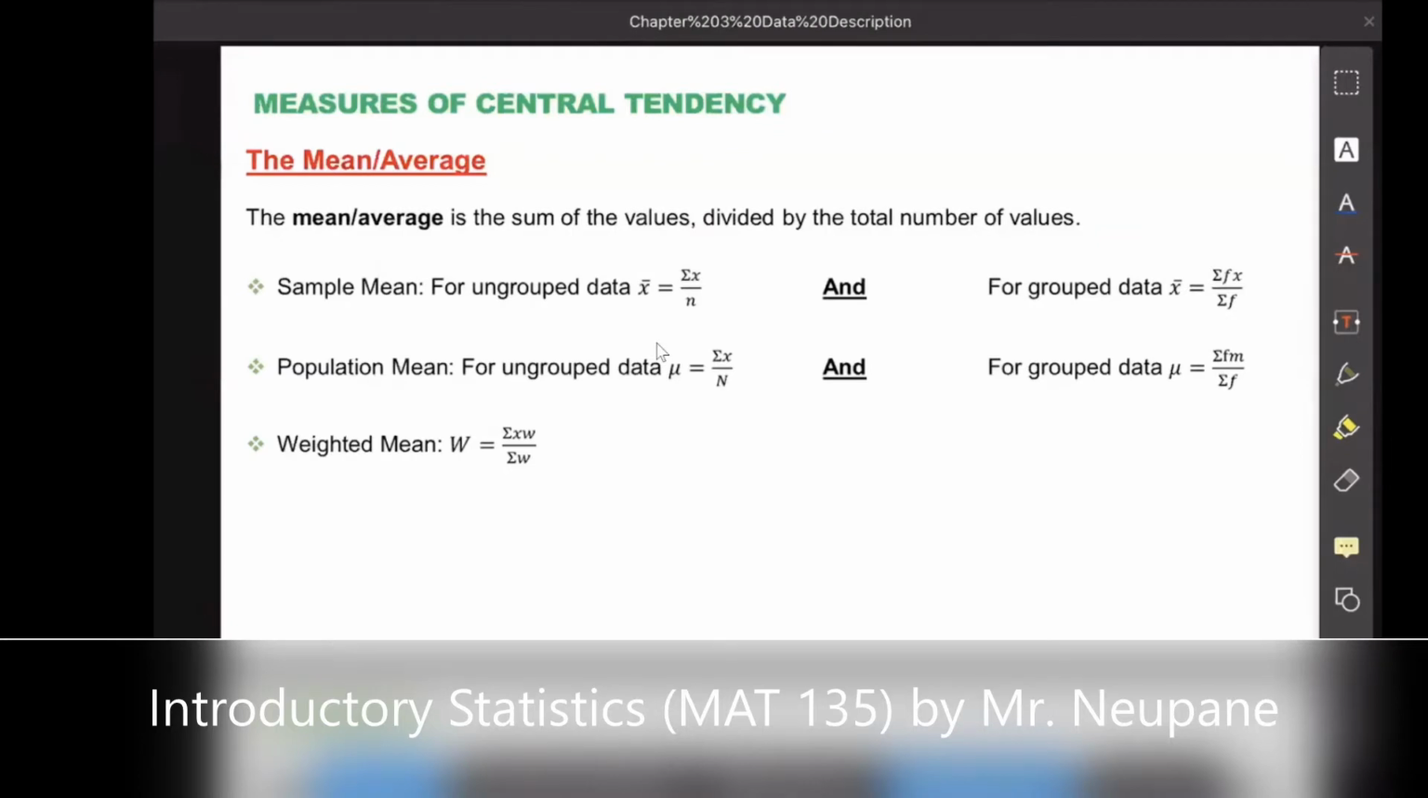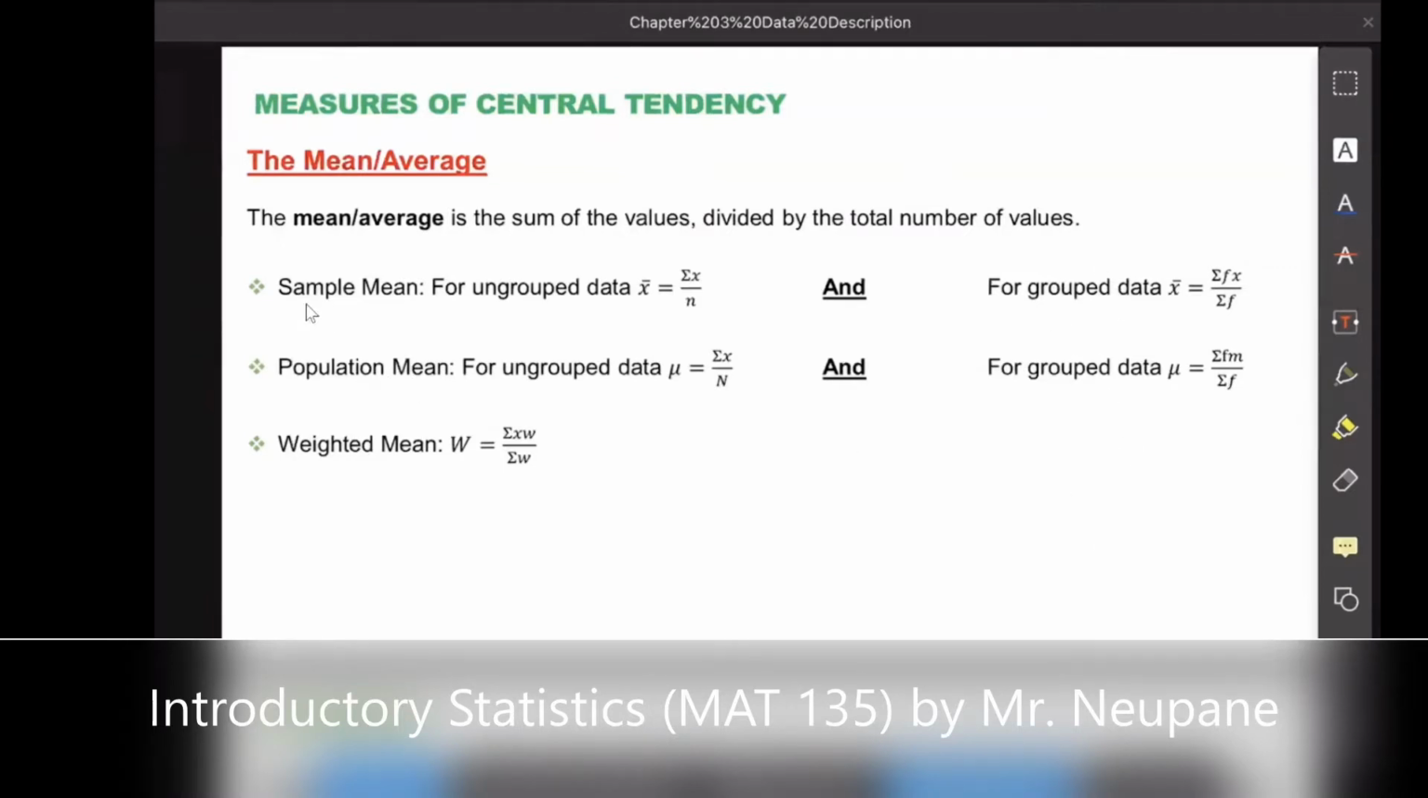So first, we are going to talk about the measures of central tendency. And in measures of central tendency, the first measure that we'll be studying is called the mean, or the average. Here we have the formula for the mean or the average, depending on the situation. So I want you to copy these formulas. In the first column you can see we have different formulas, and we have slightly different formulas in the second column.